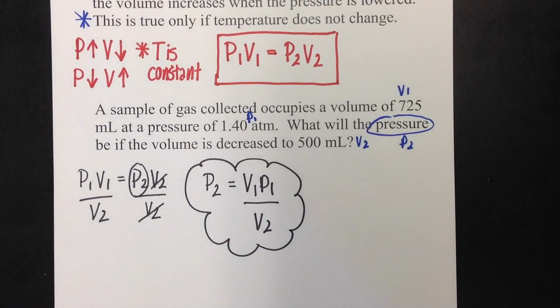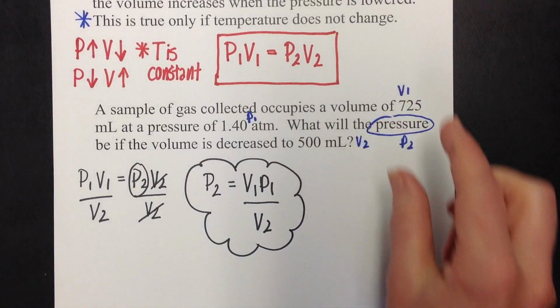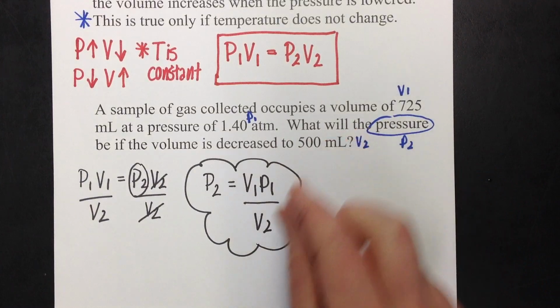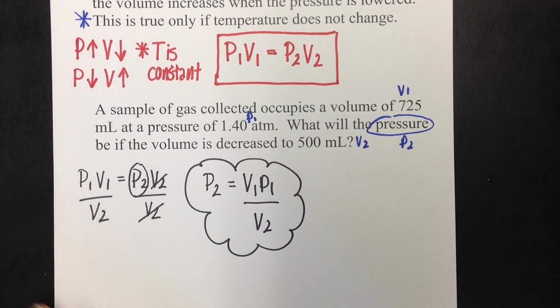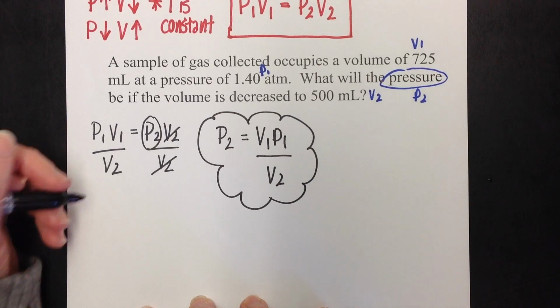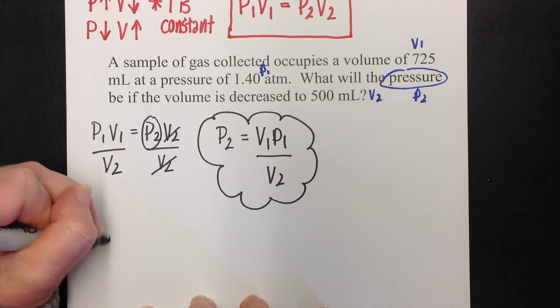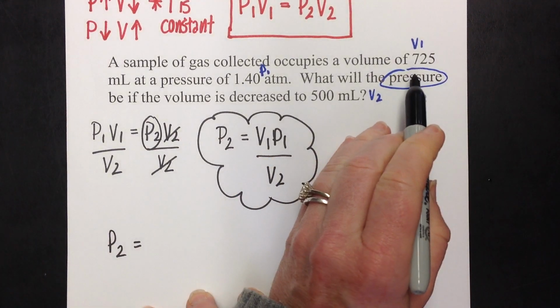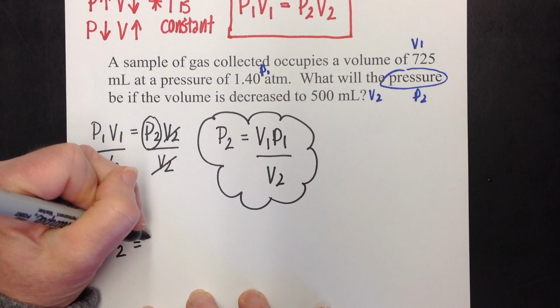Now, the great thing about this is you have everything set up. Once you put the right numbers in these spots, all you're going to have to do is multiply and divide because you've already rearranged the formula. And even better than that, you've already marked everything up here. So it's just like you're picking it up and you're putting it where it goes, which makes your life so much easier. So let's plug in and figure out what our new pressure is. So pressure 2 equals volume 1, which we labeled as 725 milliliters.